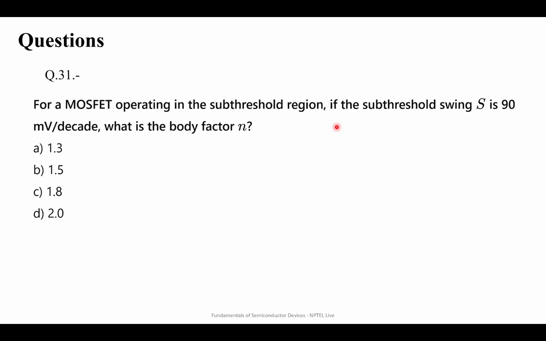Do you know what is the subthreshold swing S for the ideal case? One, sir? Not N, S. Subthreshold swing in the ideal case. Here it is given as 90 millivolts per decade. What is it in the ideal case? Answer. Don't know, sir.